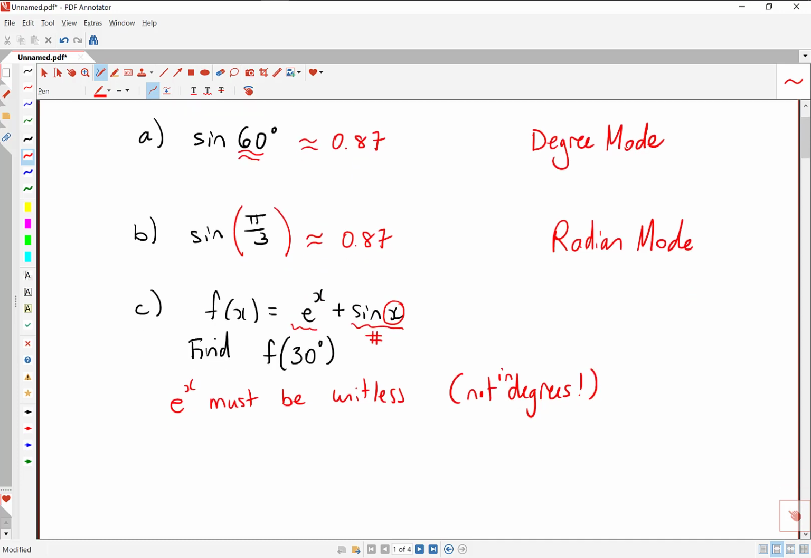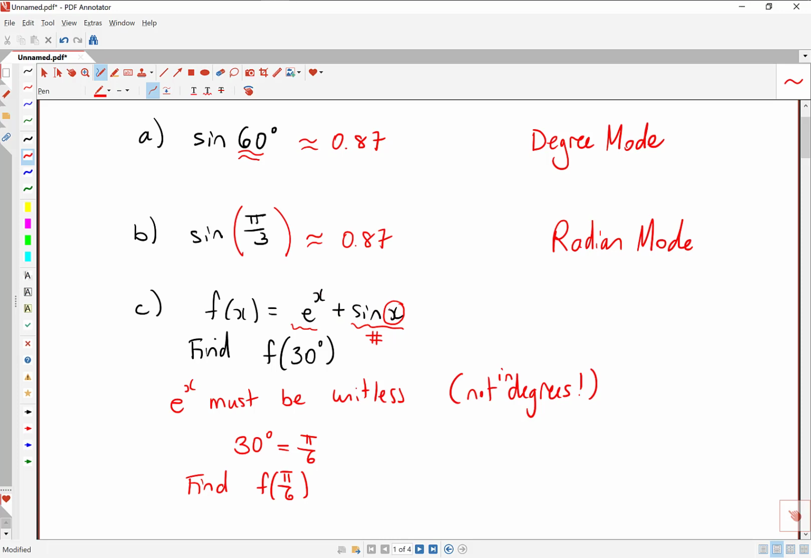So the only way to get around this is to actually say, well, let's forget about plugging 30 degrees into this function here. Let's instead convert 30 degrees to radians. So we know that 30 degrees is equal to pi over 6 radians. And we're now going to rephrase the problem as find f of pi over 6. And that will work perfectly because then e to the pi over 6 is just going to be a number. It will be unitless. That can be added to sine of pi over 6.